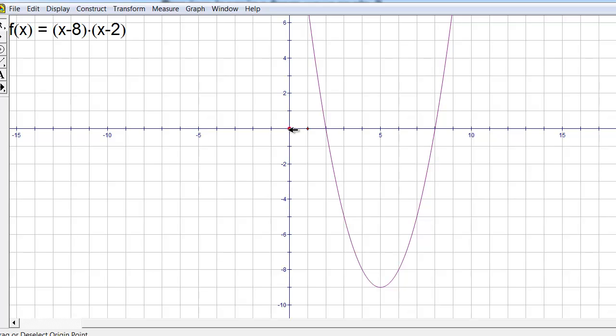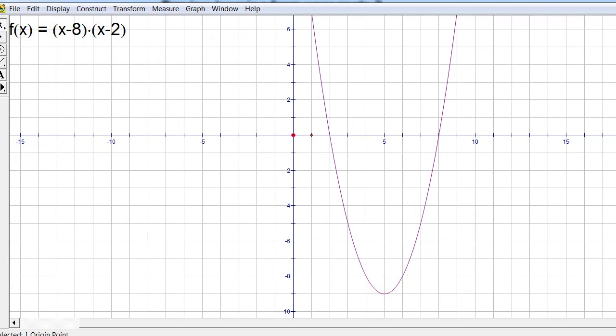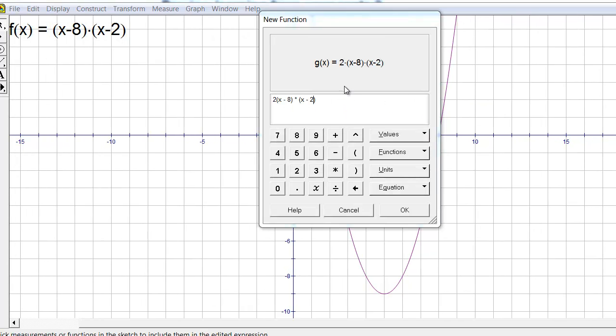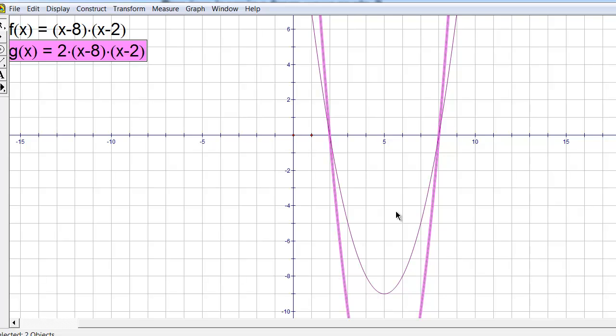Now, we're going to start to look at family members of this quadratic. And so the first one is 2 times x minus 8 times x minus 2. And so I'm just going to plot that along with the original one. And I'm going to take note of where the roots are, where the y-intercept is, where the minimum is.